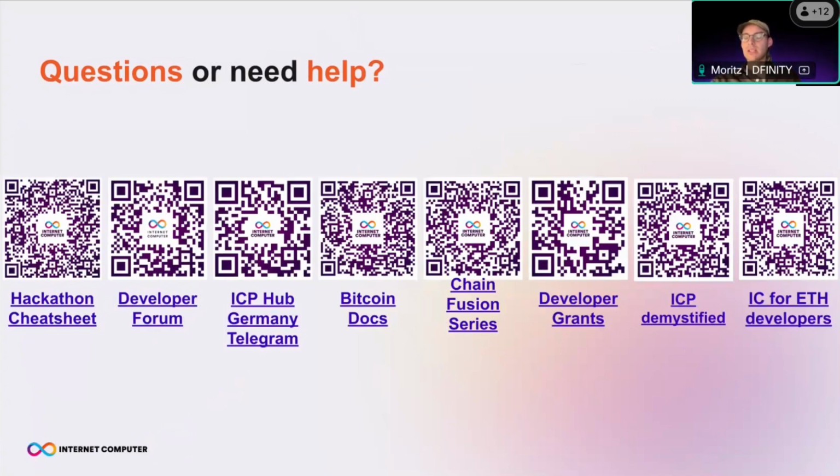For example, we have projects that deployed indexes for ordinals or for BRC20 tokens within a canister on the internet computer. And because we have threshold Schnorr, you can create transactions that transfer ordinals or runes from one address to another. So that's definitely possible. I don't know if that answered the question.